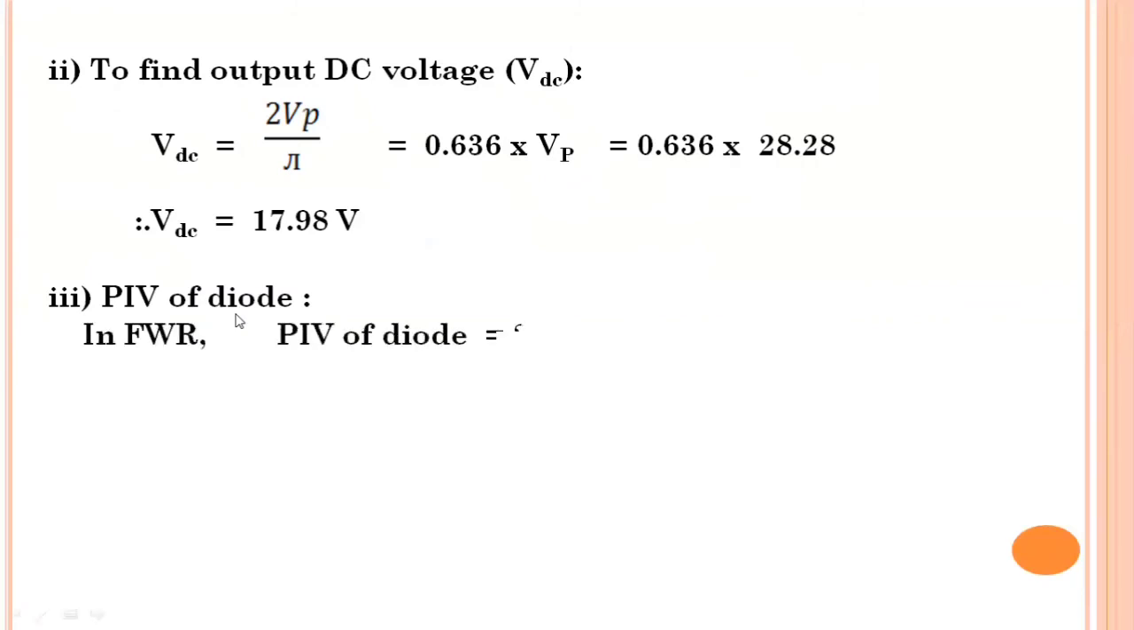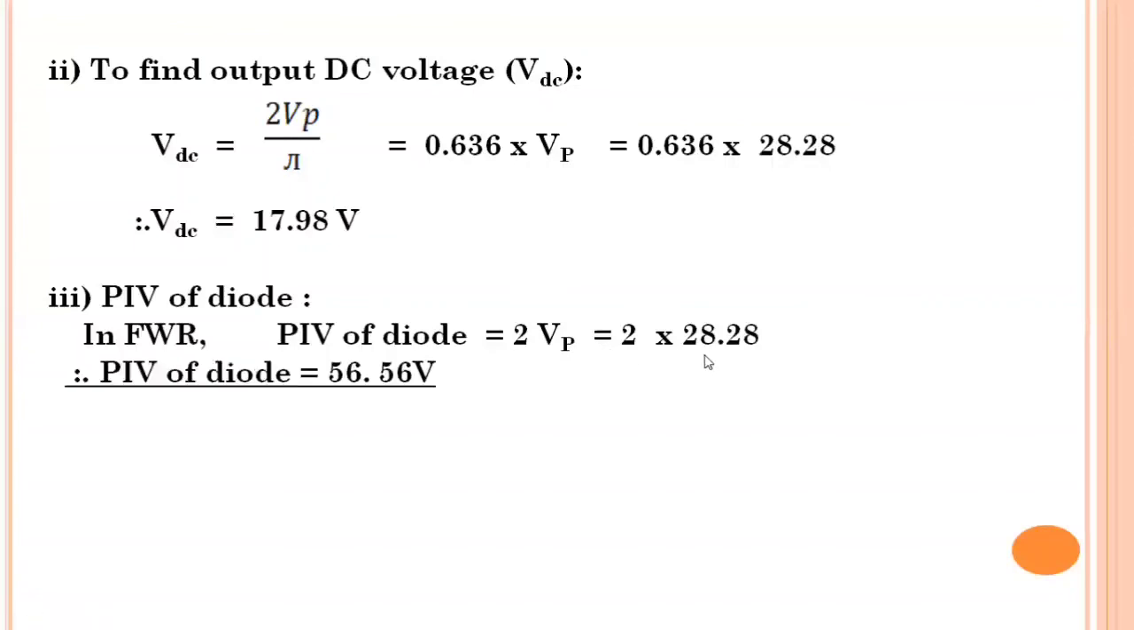Then at the last, peak inverse voltage of diode. In case of full wave rectifier, you have seen as its drawback, PIV of diode is double of the peak voltage present at output, means 2 times Vp. That means 2 into 28.28. It means 56.56 volt. Now we have to select a diode with the PIV rating at least or more than this amount. So PIV rating should be equal to minimum 56.56 volt or more than this. Then only the diode can withstand in a circuit. Thus, PIV rating is always greater than PIV present in the rectifier circuit.